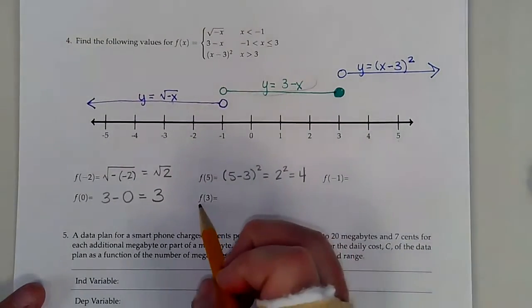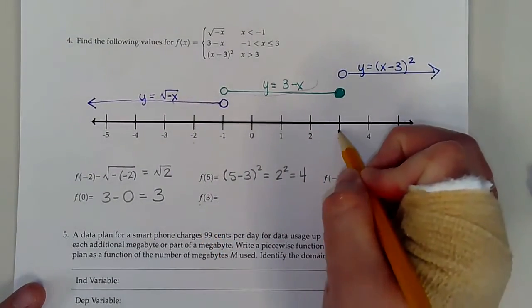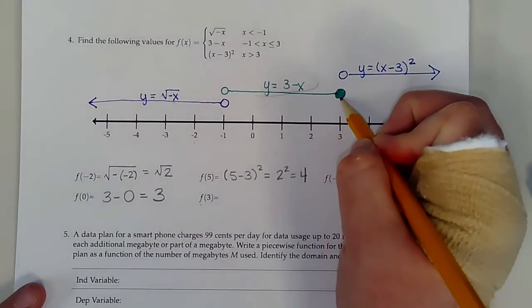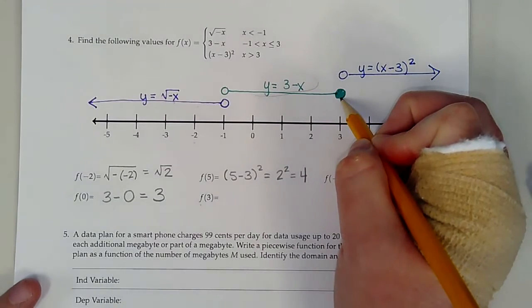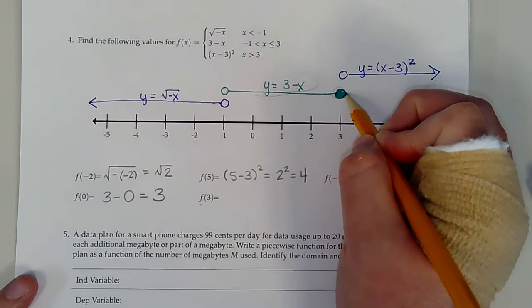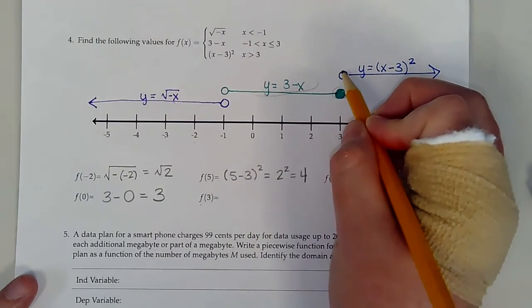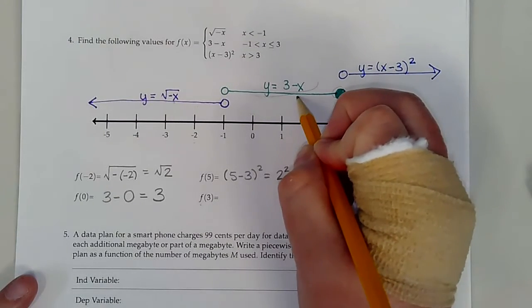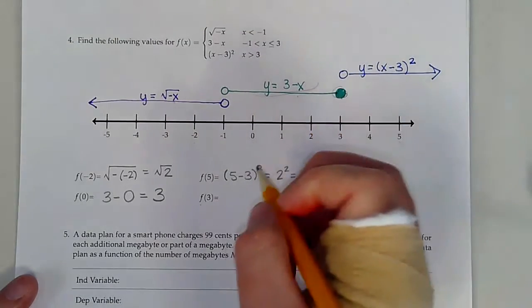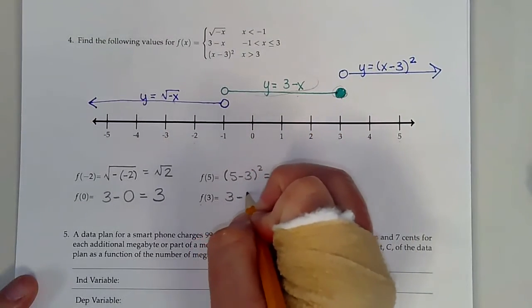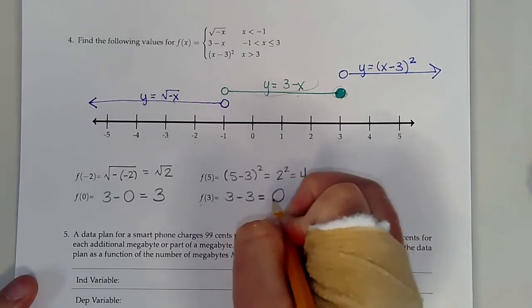All right, f of 3. So exactly on the 3, I have two dots here. And the way that I know which one I'm using is I'm using the one that's filled in. So I would ignore this one because it's hollow, and that means I'll stick with this 3 minus x function. So I get 3 minus 3, and that's equal to 0.